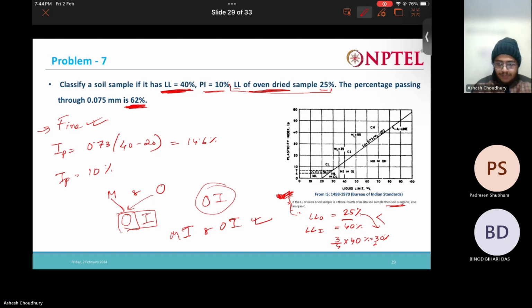Done. So first we identified that the soil is fine. Then we saw that the plasticity index is lesser than that from the A line. That means it's plotting below. That means it is going to be either silt or M, or it is going to be organic O. And then for the suffix, we saw that the liquid limit is 40%, that is between 35 to 50%. We called it as high. Very simple.